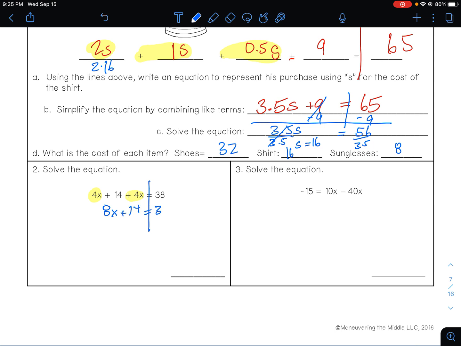That equals 38. All right, now isolate the 8x. So I'm going to subtract 14. And that's going to equal, that cancels. That equals 38 minus 14, which is 24. So 8x equals 24. Divide by 8. Cancel out. X equals 8, 16, 24. That x equals 3.